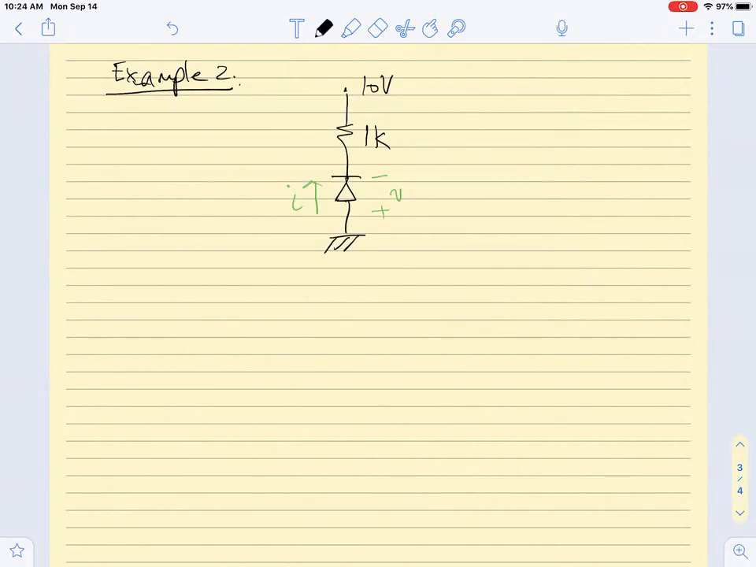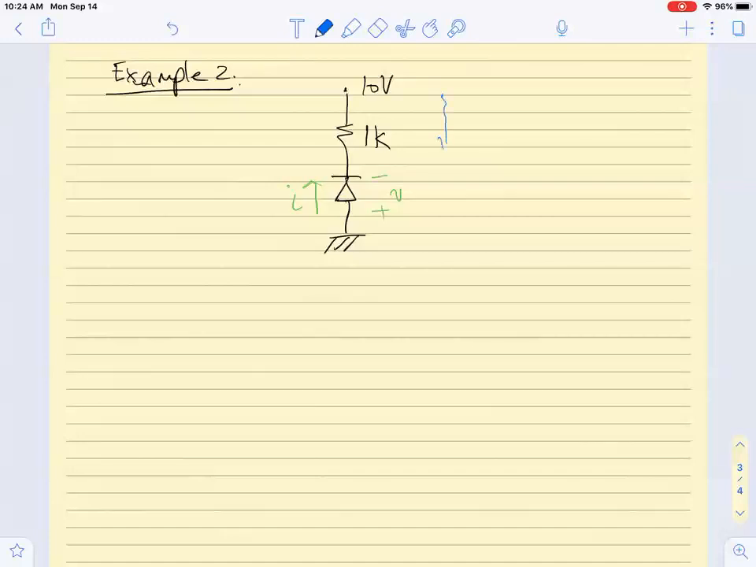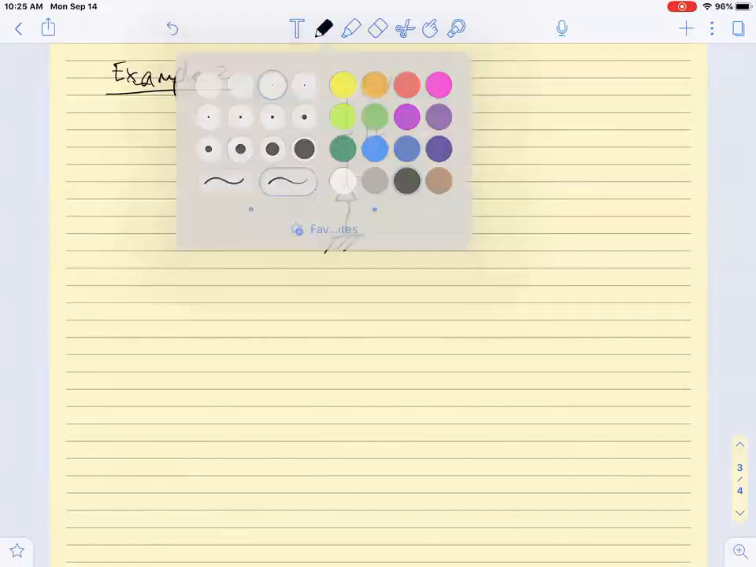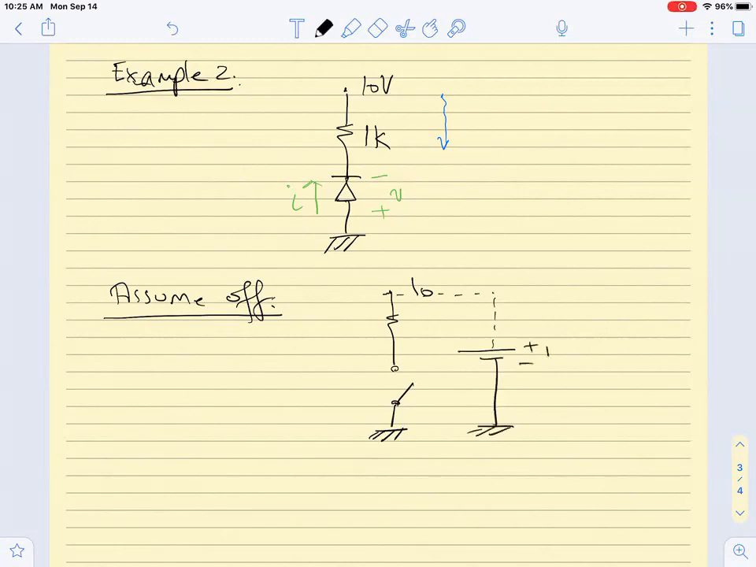Why? Because the current flows from high voltage to low voltage, right? From positive to negative, right? So really, if there were any current to flow, it would have flown in this direction. So the diode is opposing it. So for the effective circuit, we are going to assume that it is off. Okay, and the effective circuit that we are going to draw is an open circuit, and this node is 10 volts. It is as if I have here plus or minus 10 volts.